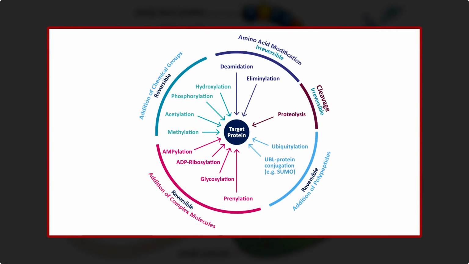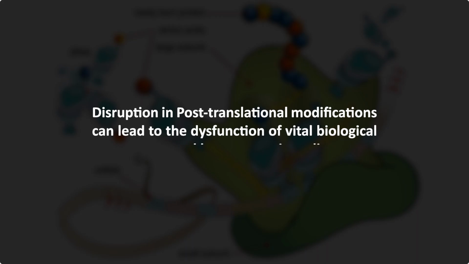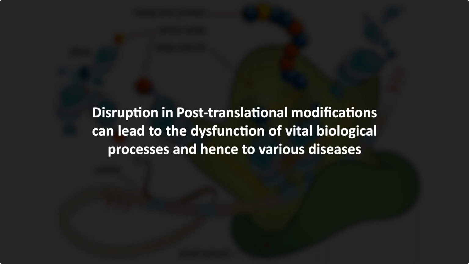The processes which cause modifications are phosphorylation, methylation, glycosylation, nitrosylation, ubiquitination, acetylation, lipidation and proteolysis, to name a few. Such modifications happen as crucial molecular regulatory mechanisms to regulate diverse cellular processes. These processes have a significant impact on the structure and function of proteins. Disruption in post-translational modifications can lead to the dysfunction of vital biological processes and hence to various diseases.